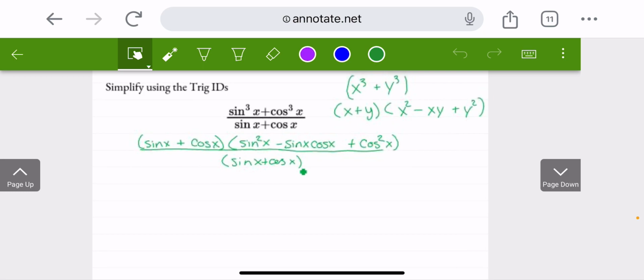What do we see? Sine x plus cosine x can cancel out. I've got a sine x and a plus cosine x on both the top and bottom, so they can cancel out, meaning no more denominator. So we now have sine squared x minus sine x cosine x plus cosine squared x.